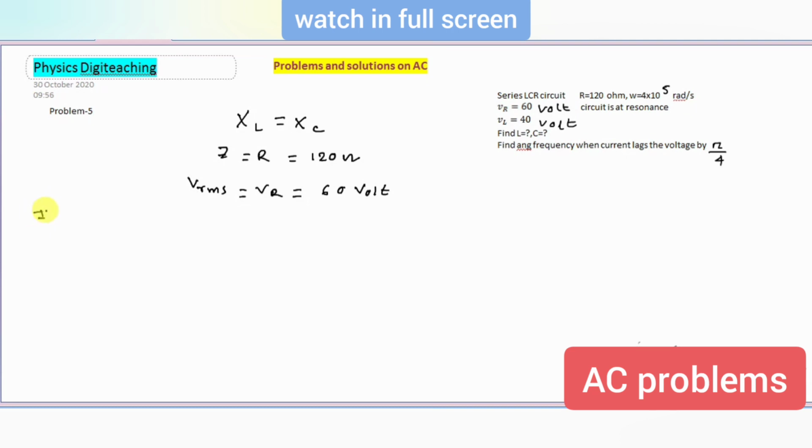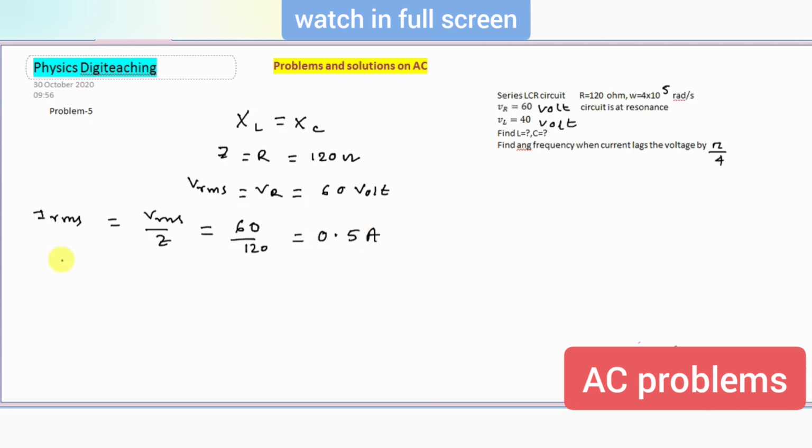RMS current equal to VRMS by Z equal to 60 by 120 equal to 0.5 ampere. This is the current at resonance condition.